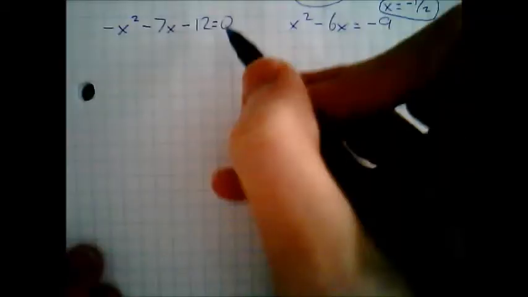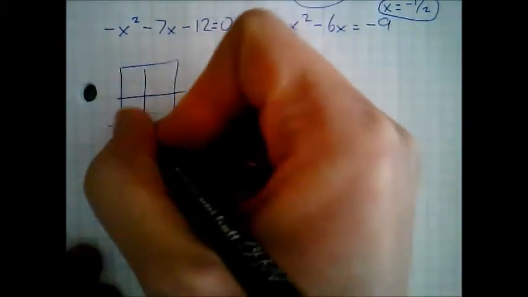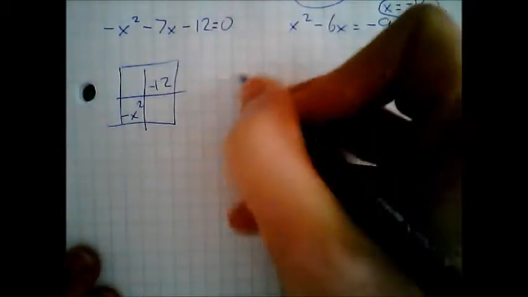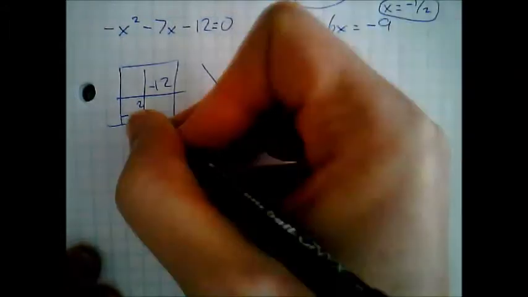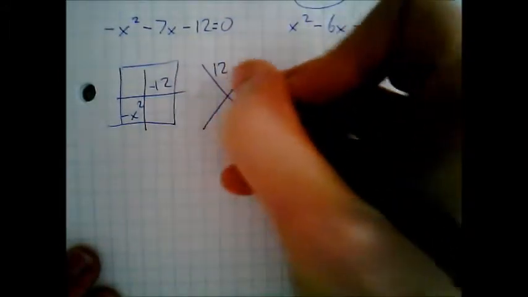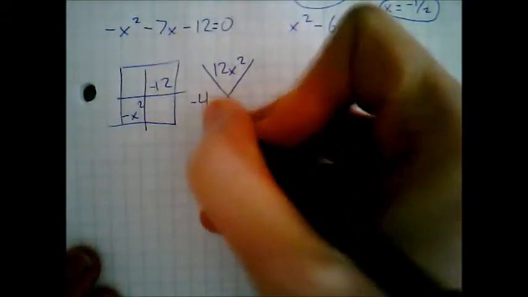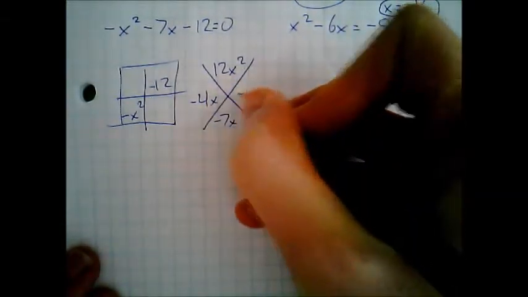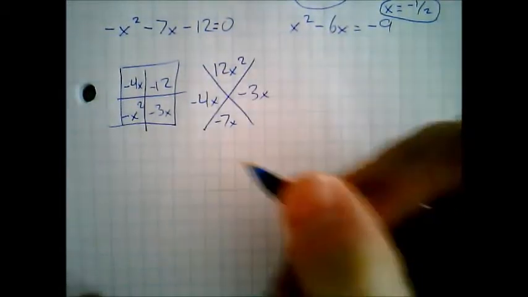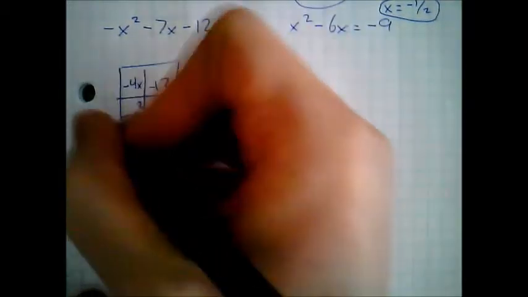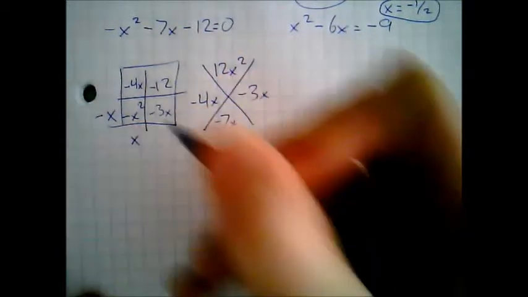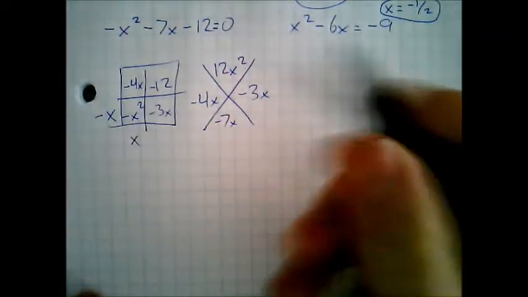Okay, in this example, we're equal to 0, so we're good to go. So let's factor this. We have the negative x squared in the bottom left, -12 in the upper right. Negative x squared times -12 is positive 12x squared. These have to add to -7x, so this is -4x, and this is -3x. So we fill these in, -4x, -3x. Two numbers that multiply to -x squared, so we have -x times a positive x. We need one of each to get our sign negative.